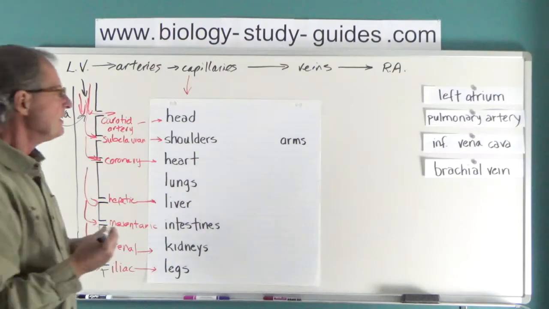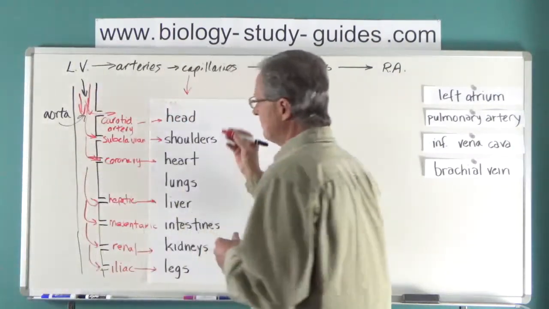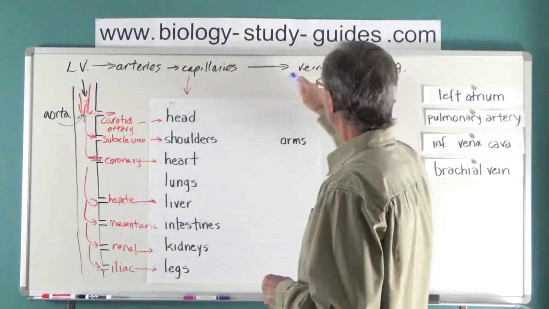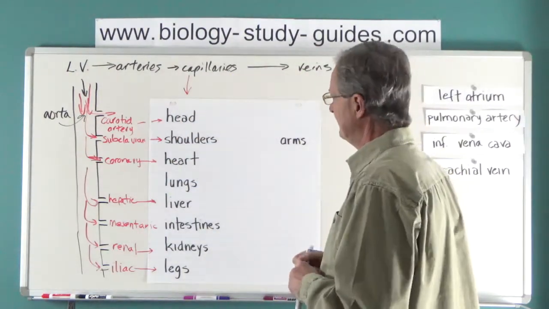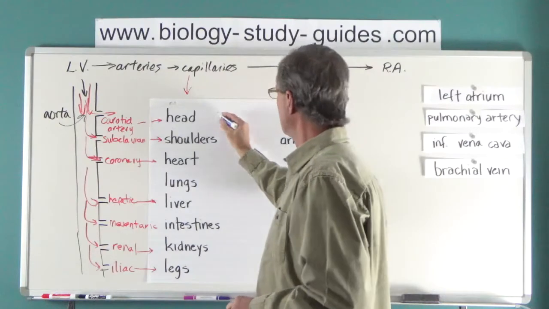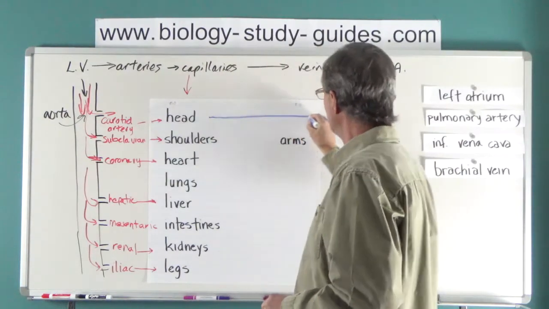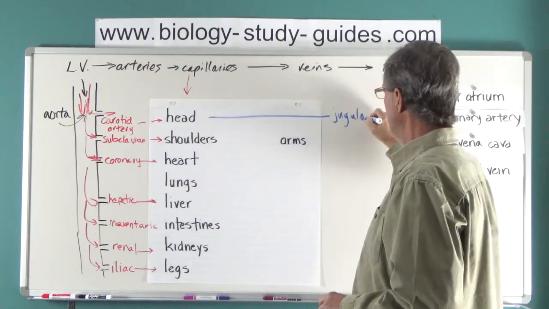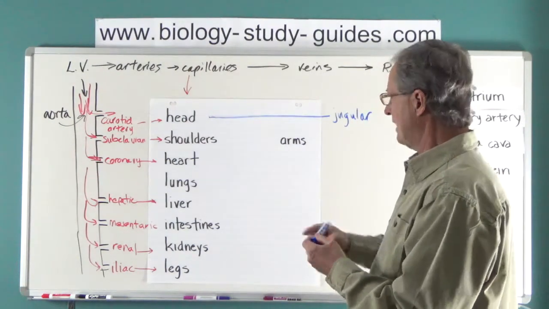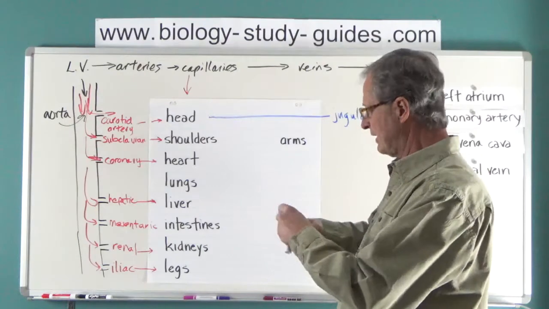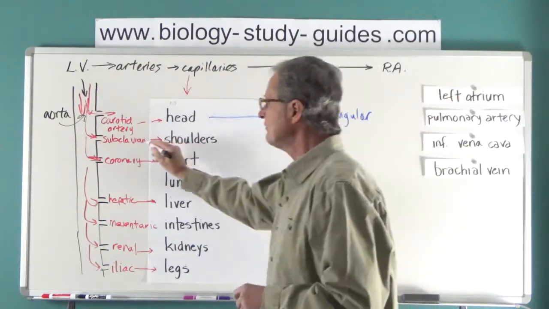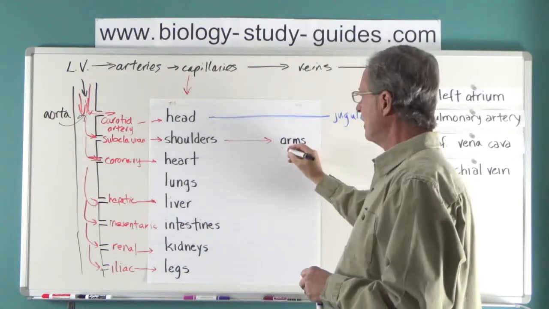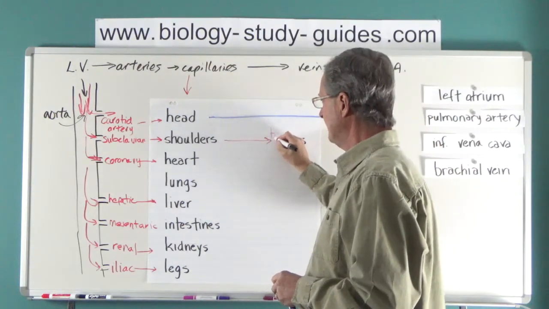From these body parts where the capillary beds are, the blood has to go back through veins to the right atrium. From the head, the blood goes down the jugular veins. I put arms here because I want to mention specifically that one of the branches of the subclavian takes blood into the arms. This is the brachial artery.